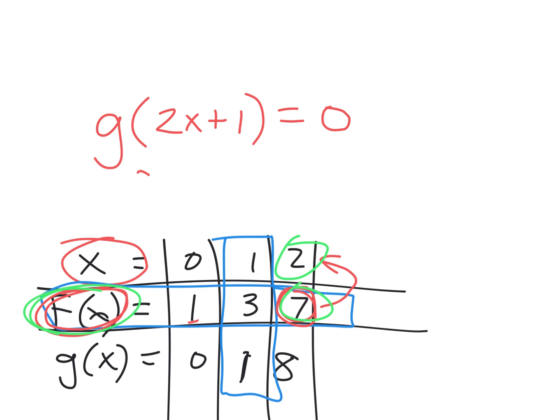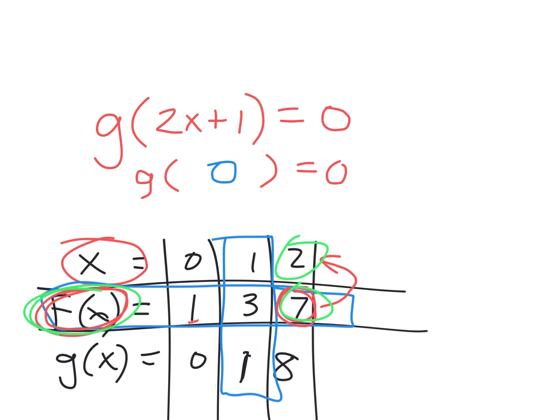Right underneath it, put a fact that's true off the chart. G of what is 0? G of 0 is 0. How many of you knew that?